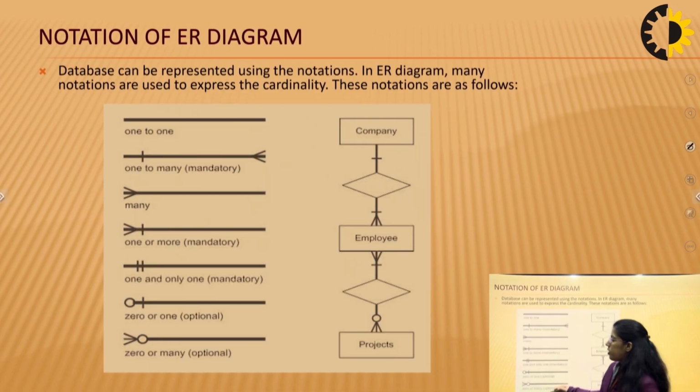These are the notations of how we can represent the previously discussed relationships in an ER diagram. One-to-one, a solid line. One-to-many, this is the symbol for many. Again, one or more, mandatory. One and only one. This is representing that the instance can be single. 0 or 1, either 0 or 1 is represented using this, and 0 or many can be represented as this.